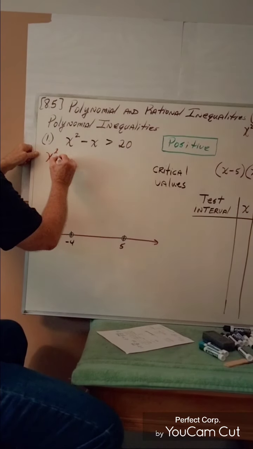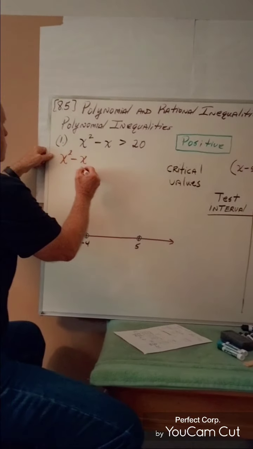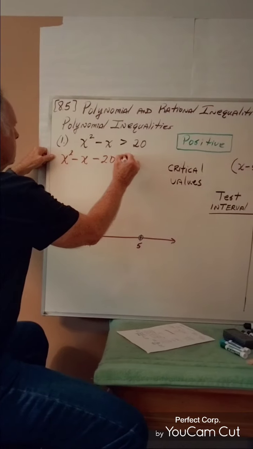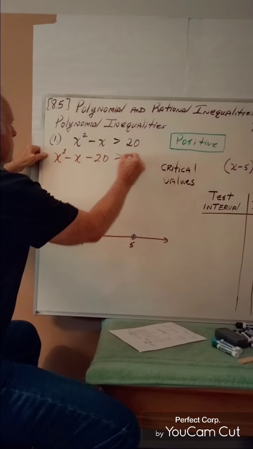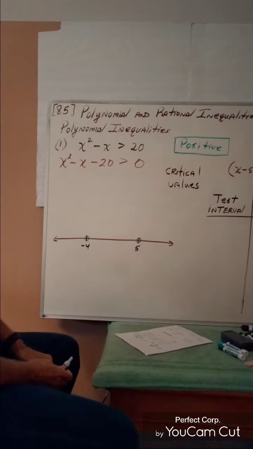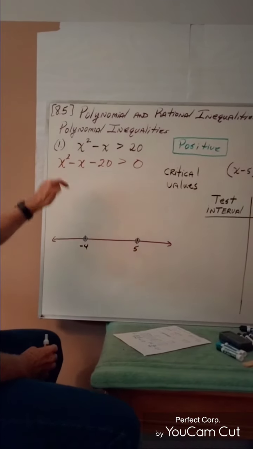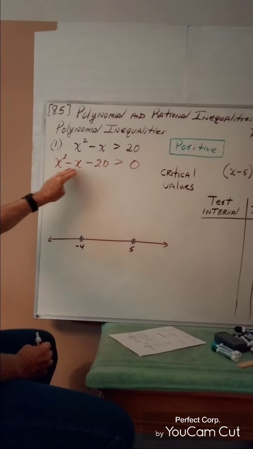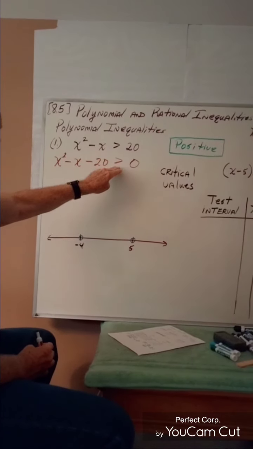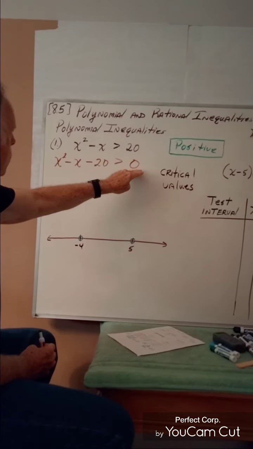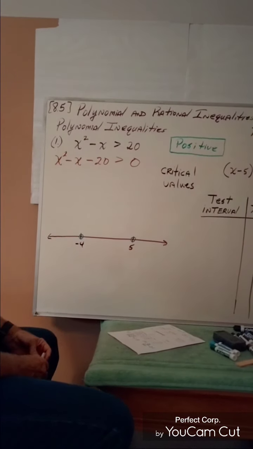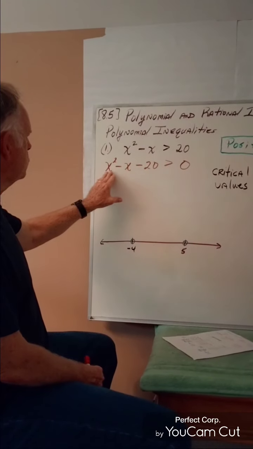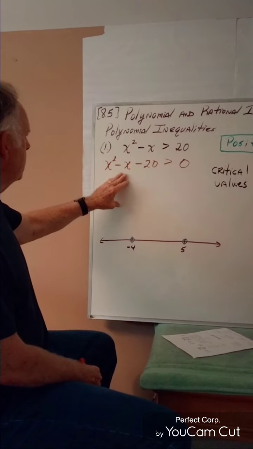x squared minus x, move the 20 over and change its sign, minus 20 greater than 0. Now we're looking at the standard form of a polynomial inequality. We have a trinomial on the left-hand side, we have our inequality symbol, and we have 0 on the right-hand side. Now, people, here is our objective of solving this inequality statement.